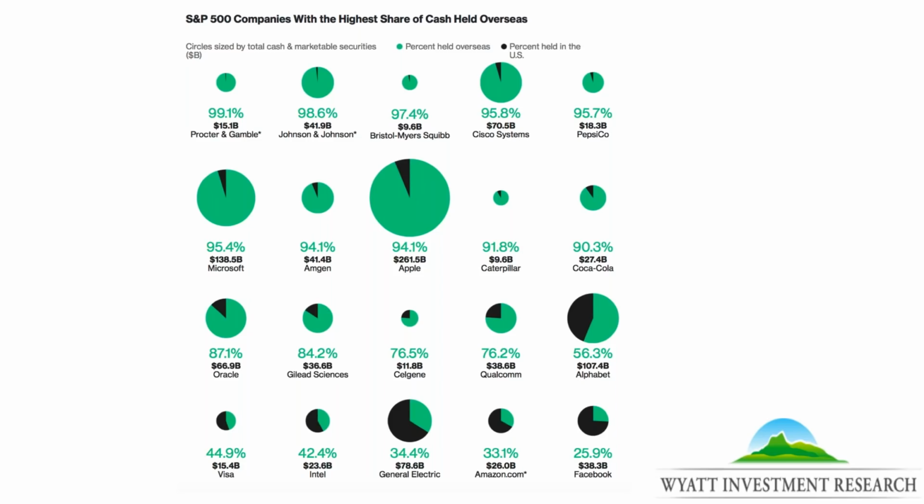They're avoiding taxes. Johnson & Johnson, 98% offshore. Bristol Myers, 97%. So these are pharmaceutical companies, household names, and they're just keeping money outside of the U.S.